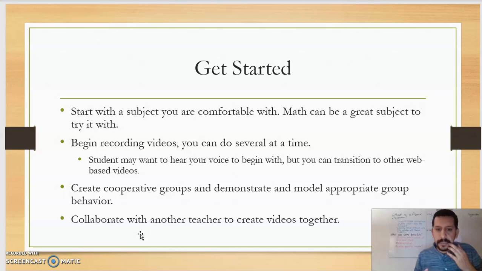Now, you definitely want to have them hear your voice, but you can also transition to other web-based videos. Another way to get started is definitely to create those cooperative groups in your classroom where students are comfortable working with one another and modeling appropriate behavior, like throwing in some Kagan strategies where students take turns discussing one another's problems that they may have faced as well.